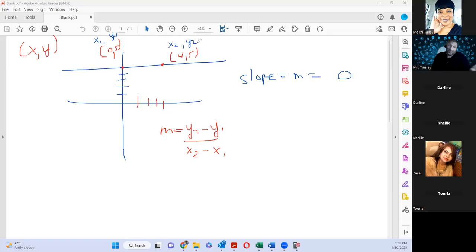Whatever your first point is, that's your 1. Denote it with a 1. Whatever your second point is, denote that as a 2. So x1 and y1 are from the first point. x2 and y2 are from the second point.